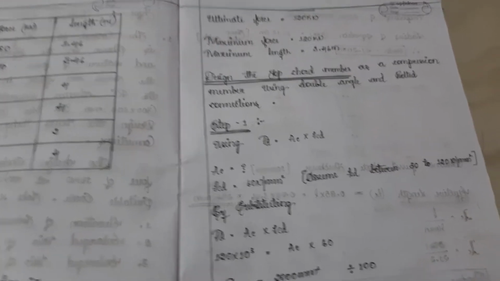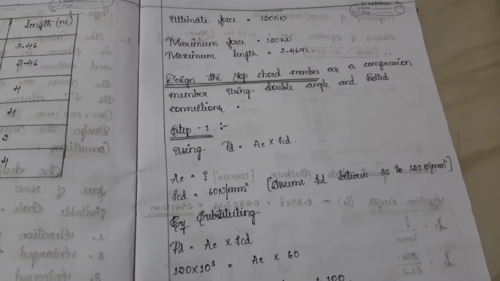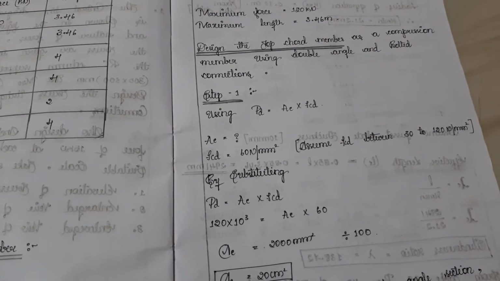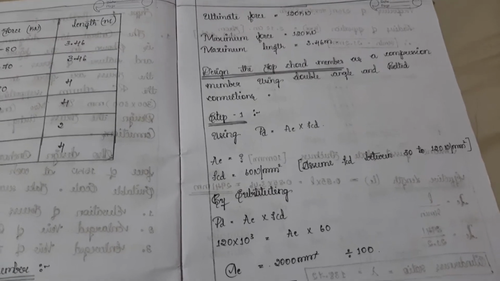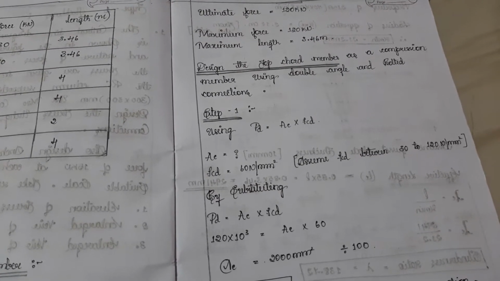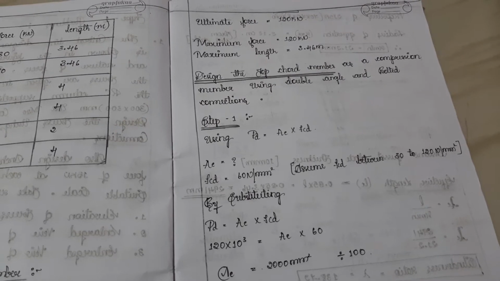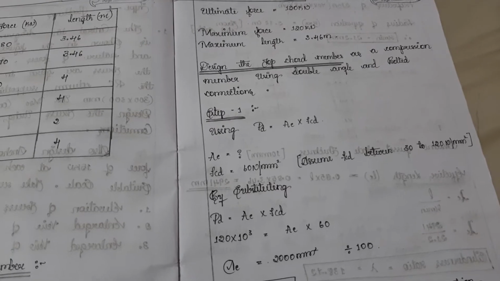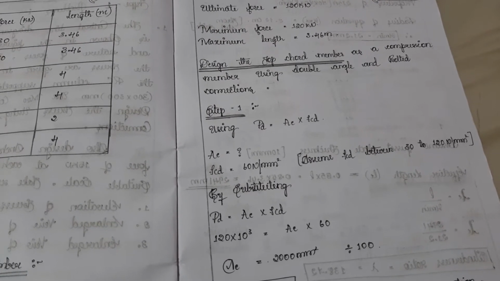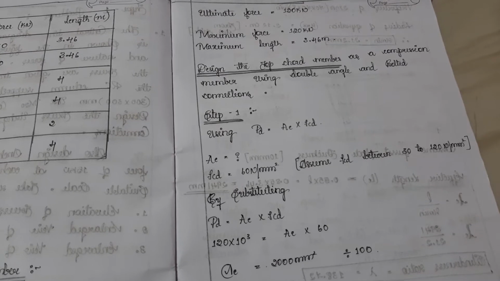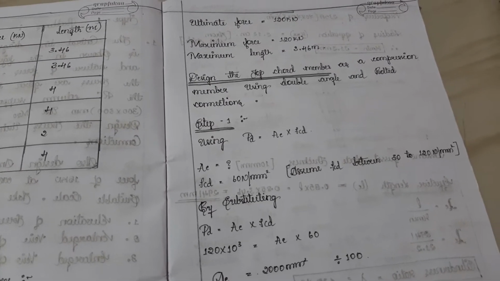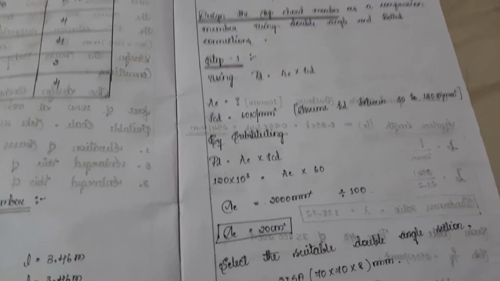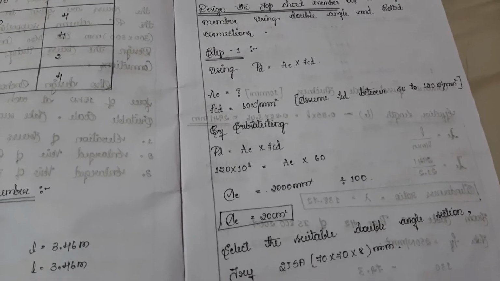This is an assumption, so you can assume your FCD between 30 to 120 Newton per mm square. So when you substitute all the values, the design force you have calculated already. The design force is nothing but your ultimate force, that is nothing but your maximum force. So that is 120 kilonewton and AE is the unknown over here, whereas FCD I have assumed as 60. You can assume it between 30 to 120 Newton per mm square.